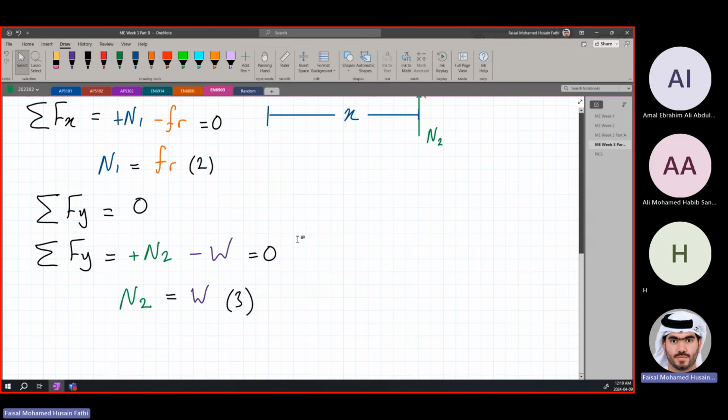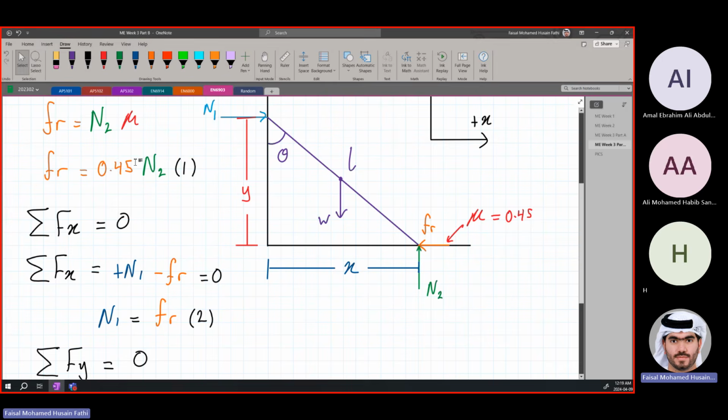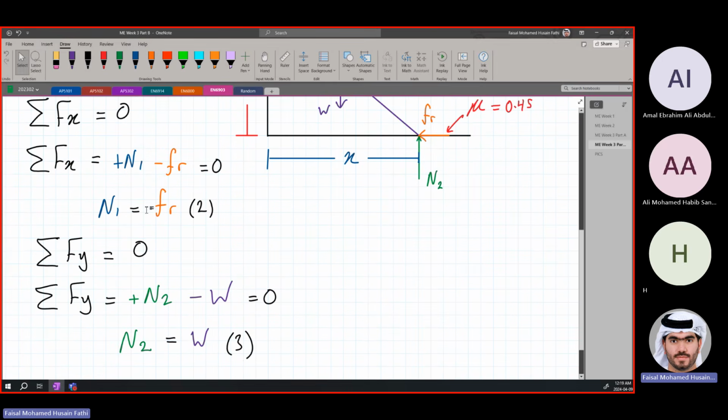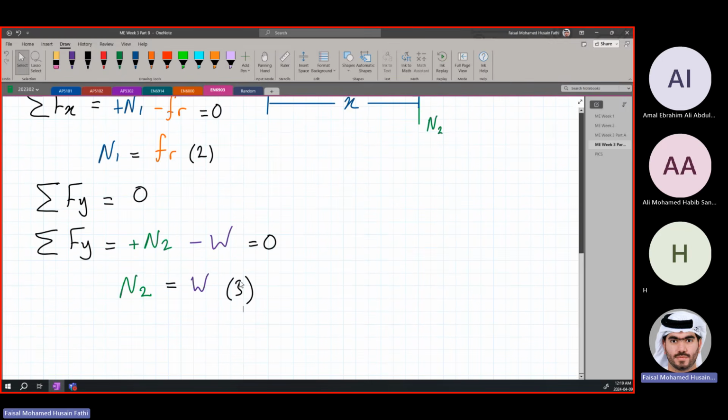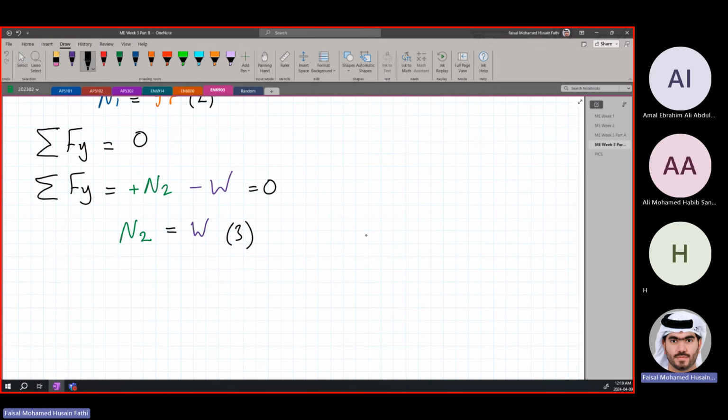But how many unknowns do we have? We have one unknown N2, two unknowns Fr, a third unknown N1, and a fourth unknown, which is the weight. So we have 4 unknowns but only 3 equations. To solve for the unknowns, we have to have as many equations as we have unknowns. So we can use what we learned last session, which is finding the moment about a point. We can use sigma moment equal to 0.